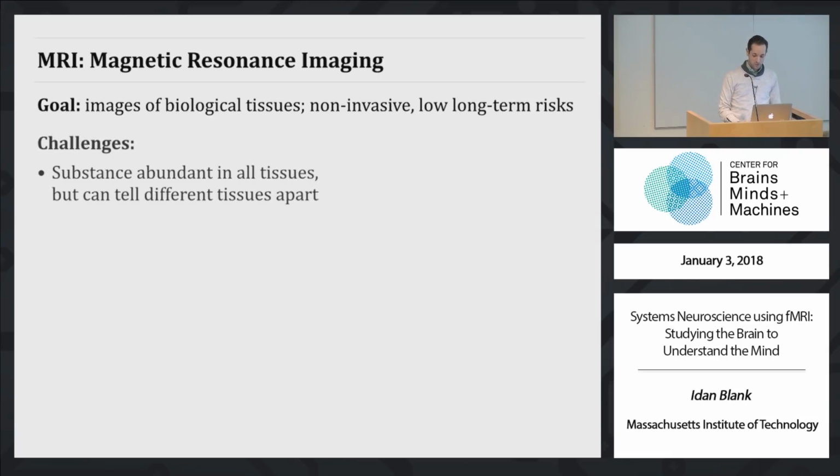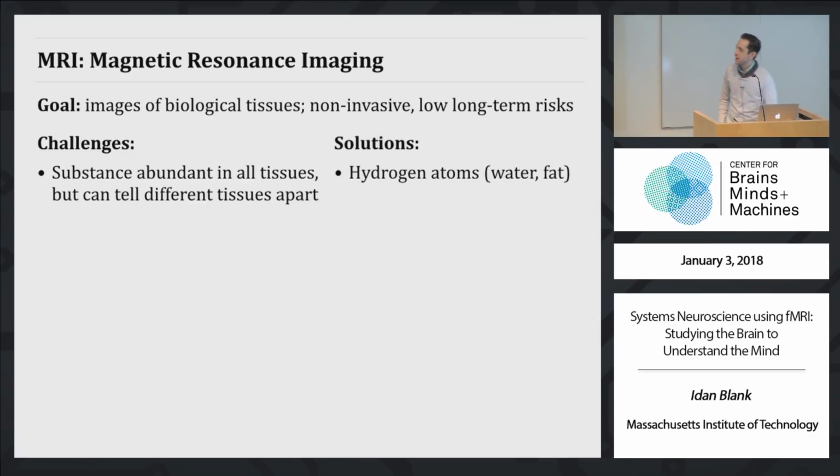So the first challenge that we have is that we want some substance that is abundant in all of the tissues, because we need a machine that can give us pictures of any tissue, but that it can tell different tissues apart, right? If we get an image and all the tissues look the same, then we didn't really do anything. So what are we going to do? What do we have a lot in our body, in every tissue? Water. Awesome. So we're going to focus on hydrogen atoms in water molecules and also in fat.